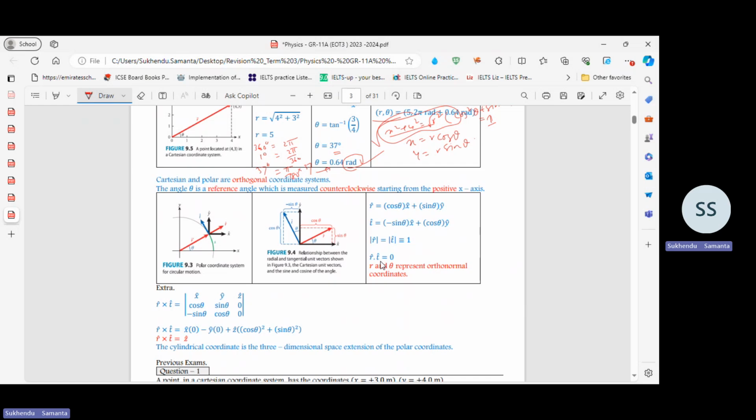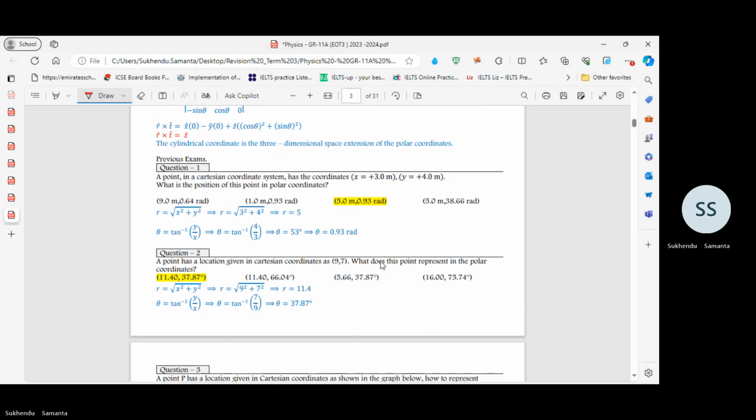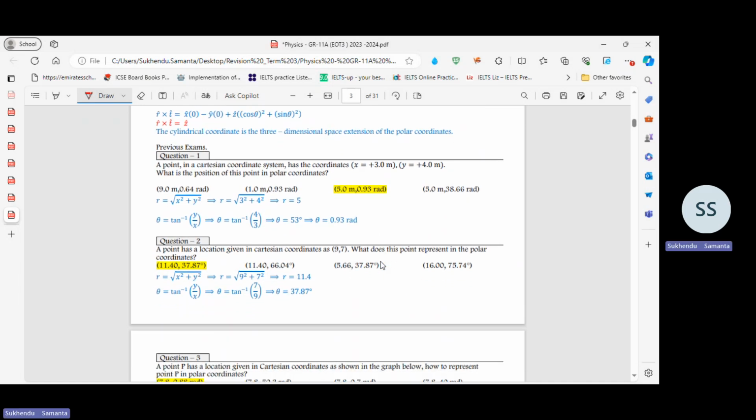Next question: here x and y are given, and you have to calculate r and theta. You can see meter and radian. The solution is given. r is equal to the square root of x square plus y square, and theta is equal to tan inverse of y by x, which will give you 53 degrees. Make sure to convert it into radians. How to convert? Pi by 180 multiplied by 53 degrees.